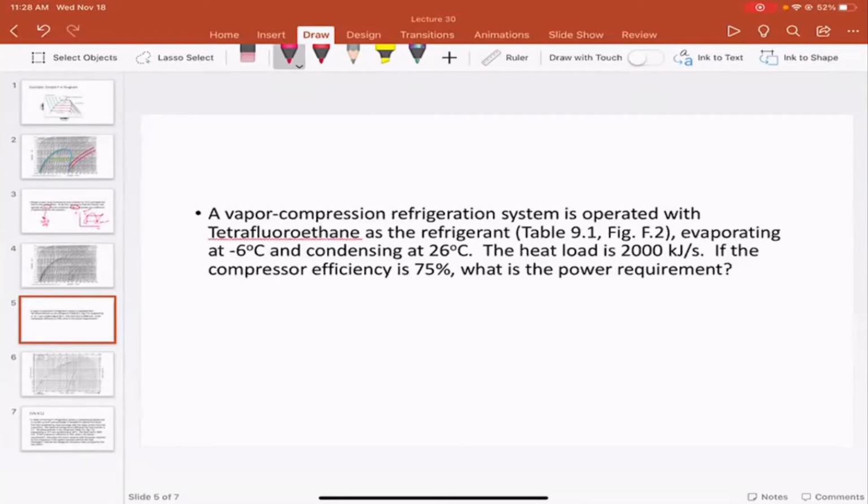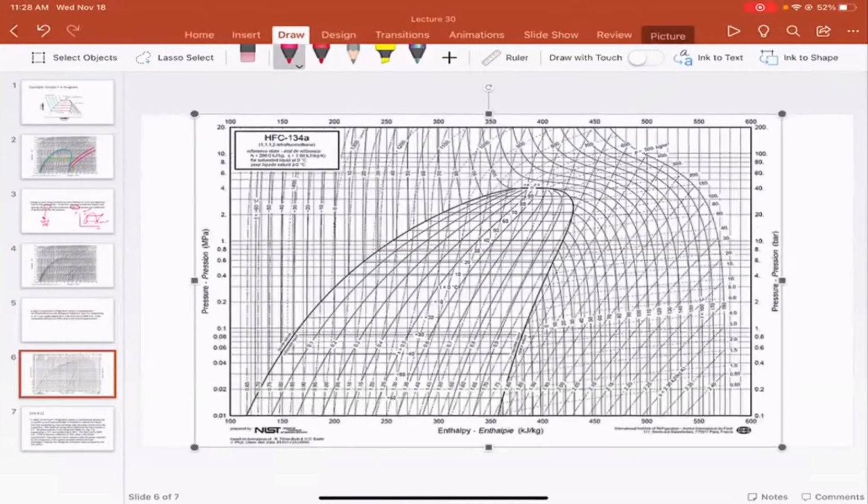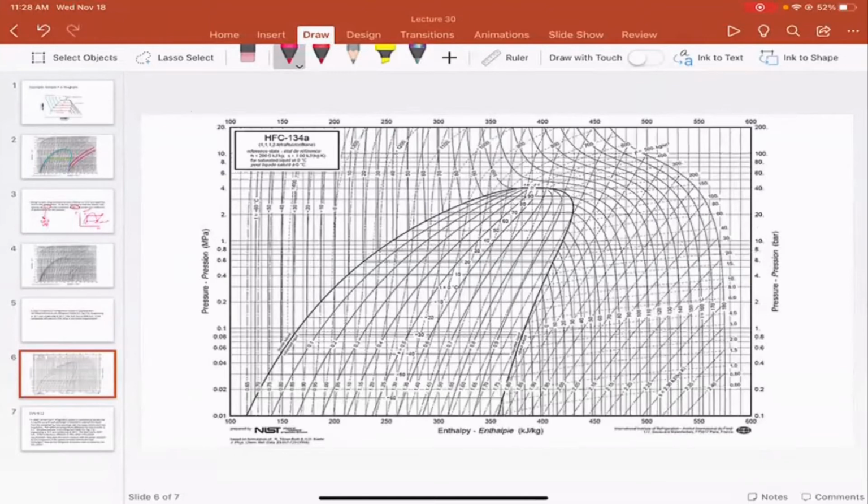So we have a little bit of a different mission here in this problem. We're not going to calculate the coefficient of performance. Instead, we're going to figure out first how much power it takes, and we're also going to do something a little bit different than the previous problem, where the compressor efficiency isn't going to be assumed to be 100%. We'll assume that it's 75% and talk through how we're going to do that. But the underlying thing that we want to do in this problem is actually the same as it was in the previous problem. Now I have the pH diagram for tetrafluoroethane, and we're going to do the exact same thing we did a minute ago.